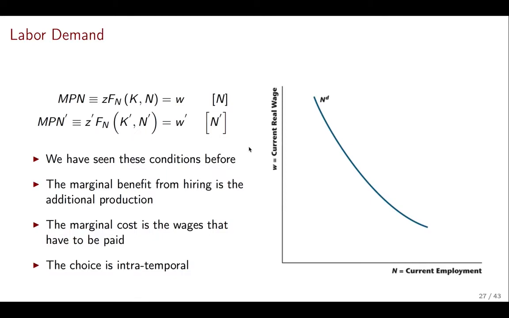Notice that in both cases, this is an intratemporal choice. It's a choice that's made by the firm today for labor today and tomorrow for labor tomorrow. The amount of labor the firm chooses in one period does not affect the amount of labor the firm chooses in the second period. Okay? Now, in both cases, we can just draw these as a downward sloping curve because we know that W has to be optimally equal to the marginal product of labor, and we know that the marginal product of labor is going to be decreasing as labor increases.